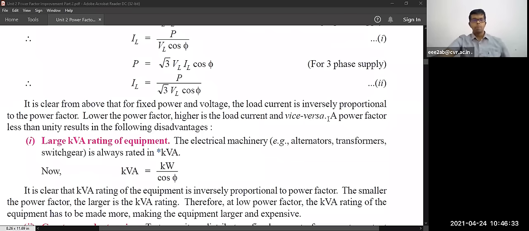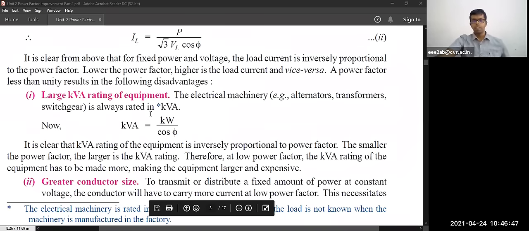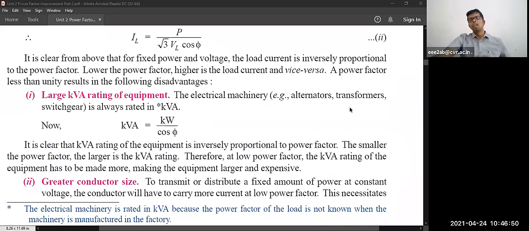So what are the major disadvantages? A power factor less than unity results in the following limitations. The first limitation is larger kVA of the equipment. Larger kVA means your transformer size and alternator size, your nearby distribution transformer, and the generating units having alternators, and the switchgear size will be increasing.